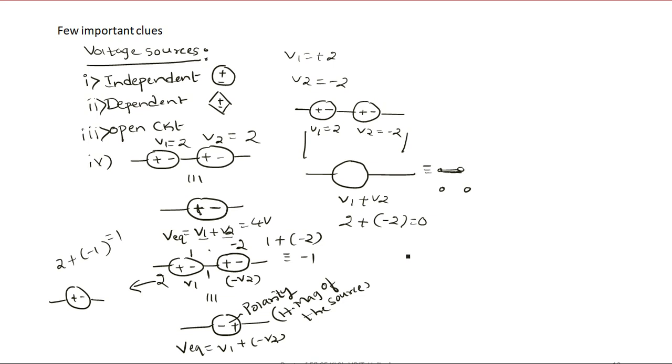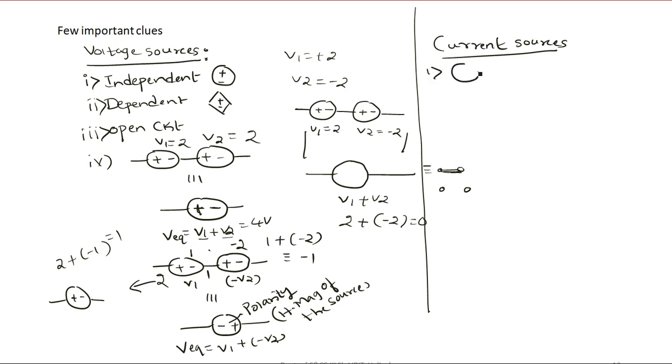See, many conditions will occur. So these are the few cases. Similarly, if you consider the current source also, what is the nature of the current source? With similar conditions, first one for current source, how we represent it is like this, where this arrowhead indicates the polarity positive, and this tail indicates the polarity as negative.